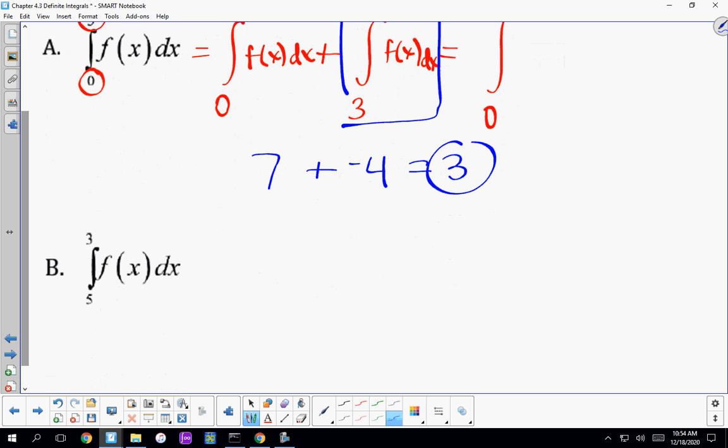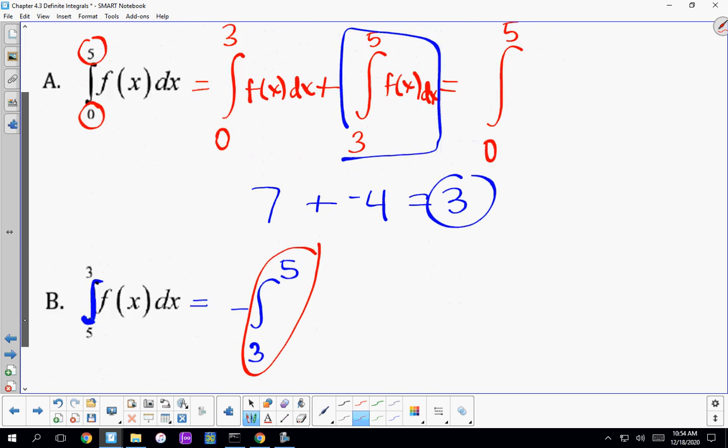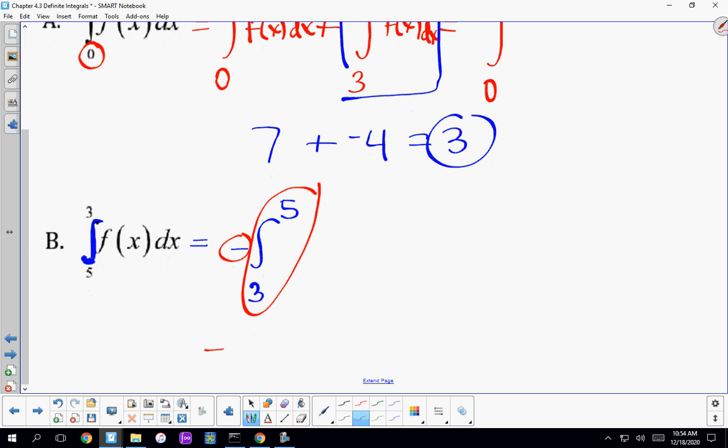And then finally down here, this is our starting point right here, and we're ending at 3. So we're actually integrating backwards because we're starting at 5 and we're ending at 3. So what I can do is rewrite this, and these are equivalent. When I go backwards, it changes the sign of my answer. So if I know this integral, I can just put a negative in front of it. And we do know the integral from 3 to 5 is negative 4. So this negative drops, and this piece here is negative 4.